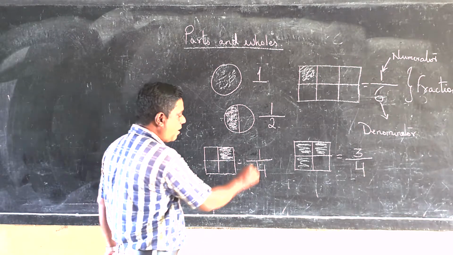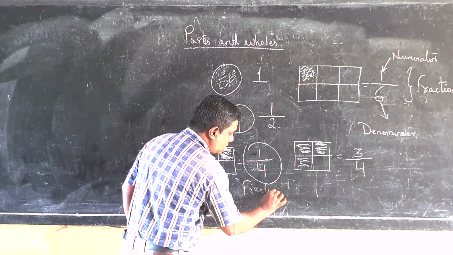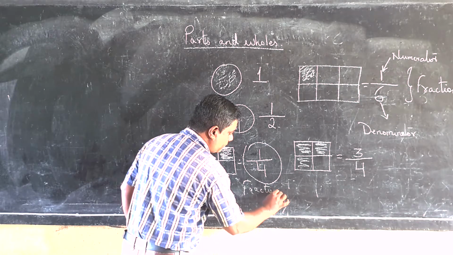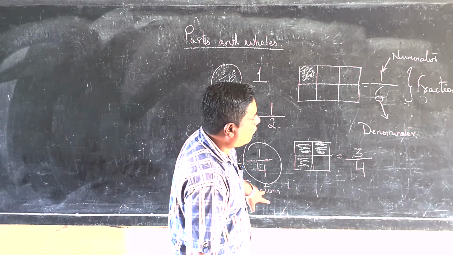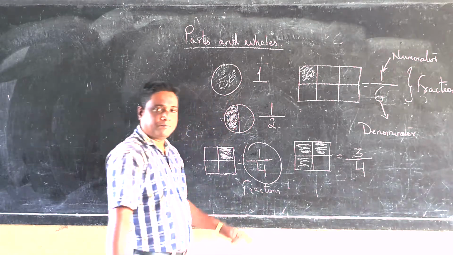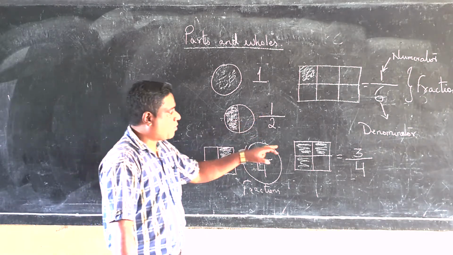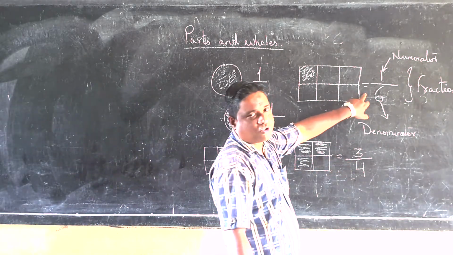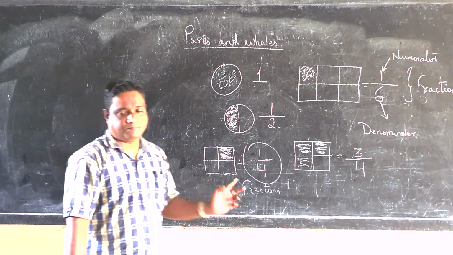These are all called fractions. Understood, students? What are fractions? 1 upon 4, 1 upon 2, 3 upon 4, 1 upon 6. All are called fractions.